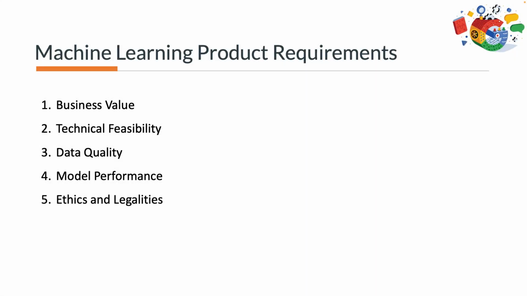Regardless of the methodology or framework that you use to develop your machine learning project, there are 5 machine learning requirements that you have to follow. In the next lecture, we will map these 5 steps through the steps of CRISP-ML. So the steps are business value considerations, technical feasibility, data quality, model performance, ethics and legalities.